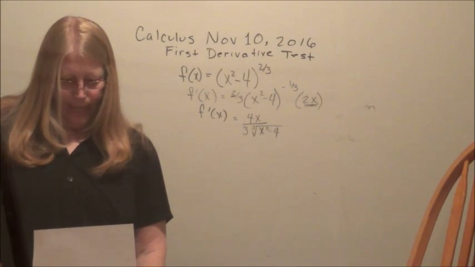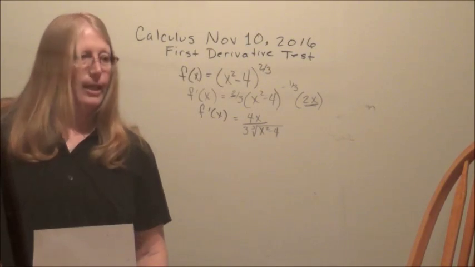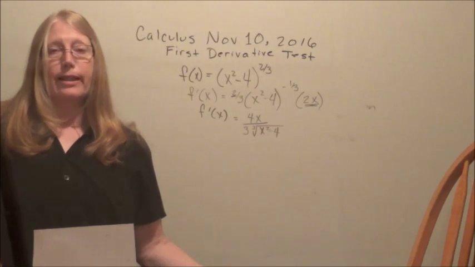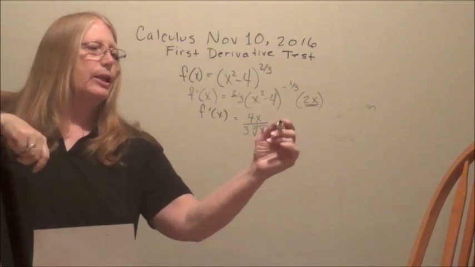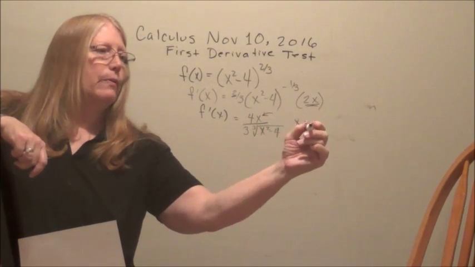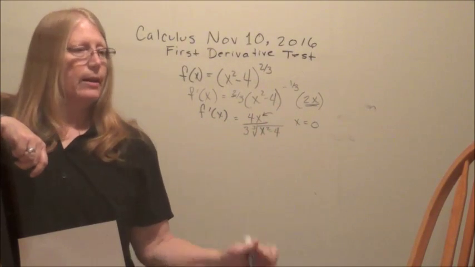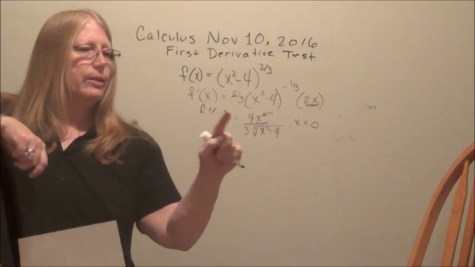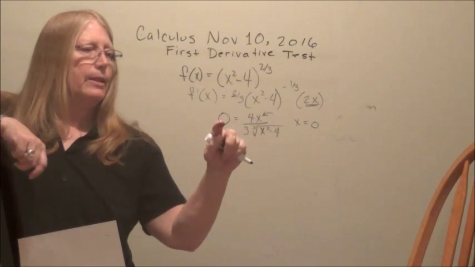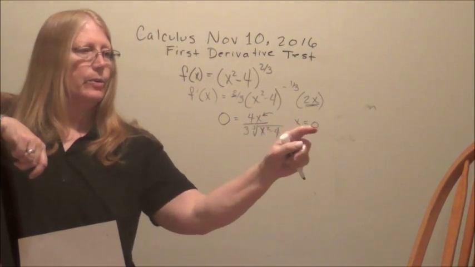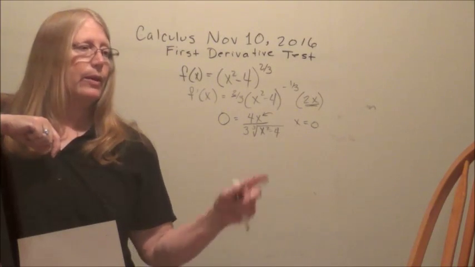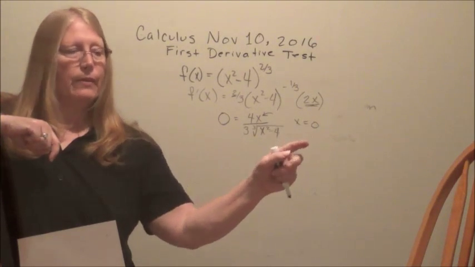And let's look at the values that would cause this to be 0 or not exist. So, can you see that if this x is 0, the whole function is 0? Alright, so we're setting this whole thing equal to 0 now, and if x equals 0, that definitely will 0 out the whole expression. So therefore, that is one of our points of interest.